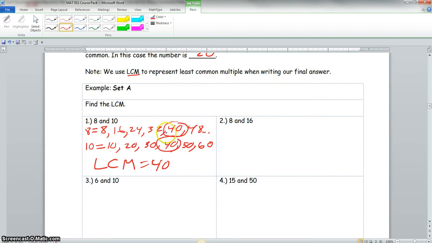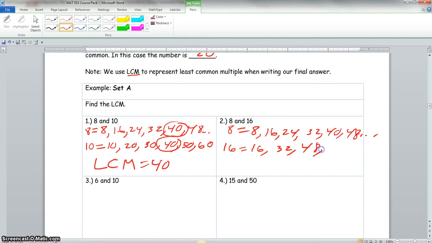Now we try 8 and 16. We already have the multiples of 8 here, so let me rewrite them again. We had 8, 16, 24, 32, 40, and 48, and of course, it could go even further than 48. Next, we have 16: 16, 32, 48, 64, 80, and also 96. Now, if you notice here, there are many multiples they have in common, but the least common multiple here is 16. So the LCM is 16, or least common multiple.